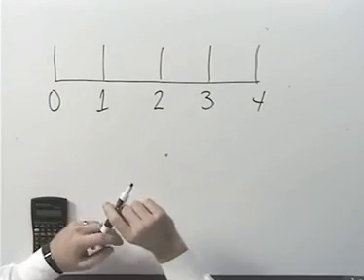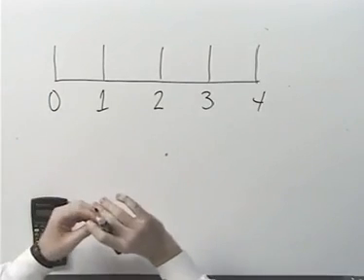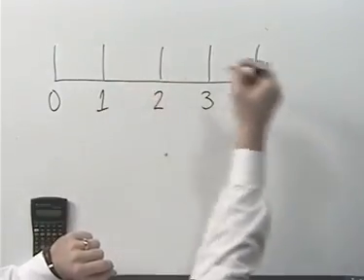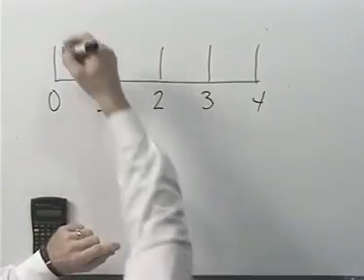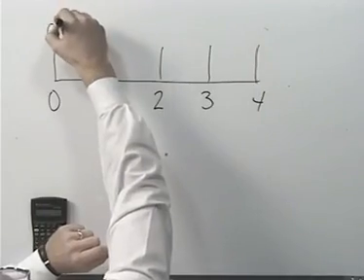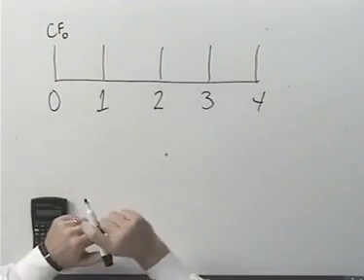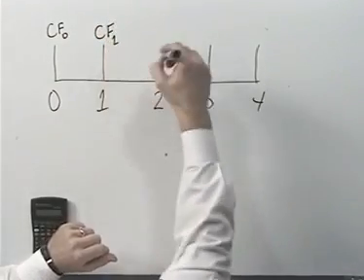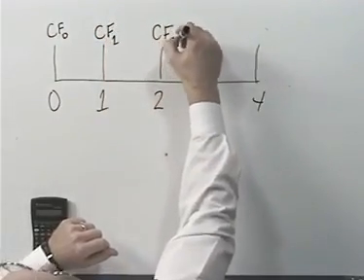But the main purpose of using the timeline is then to associate the cash flows that come at each time. So you might have a cash flow that comes at, say, period 0, and I'll call that CF sub 0. Here's a cash flow at CF sub 1. Here's another cash flow at CF sub 2, and so on.